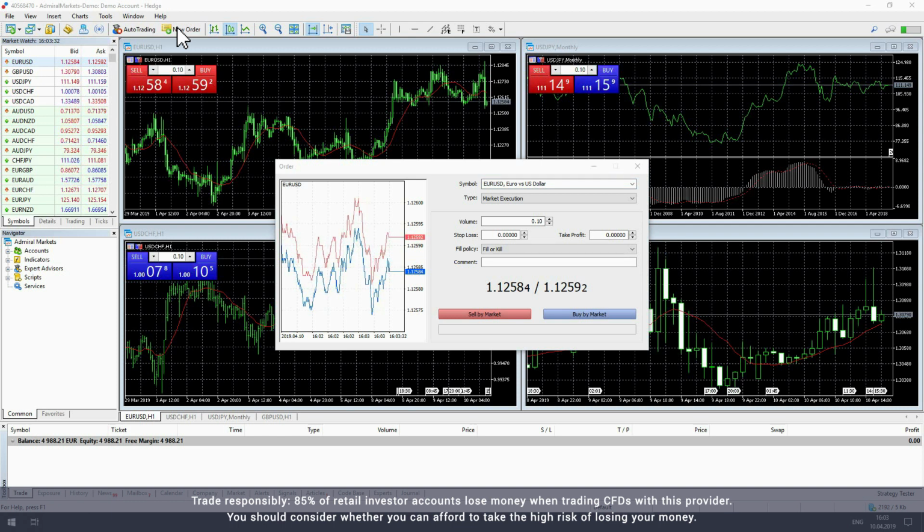Note that stop losses and take profits are not guaranteed. If the price reaches the level you have set, a signal will be sent to our server and your trade will be closed at the best price available. However, they are still a valuable risk management tool.